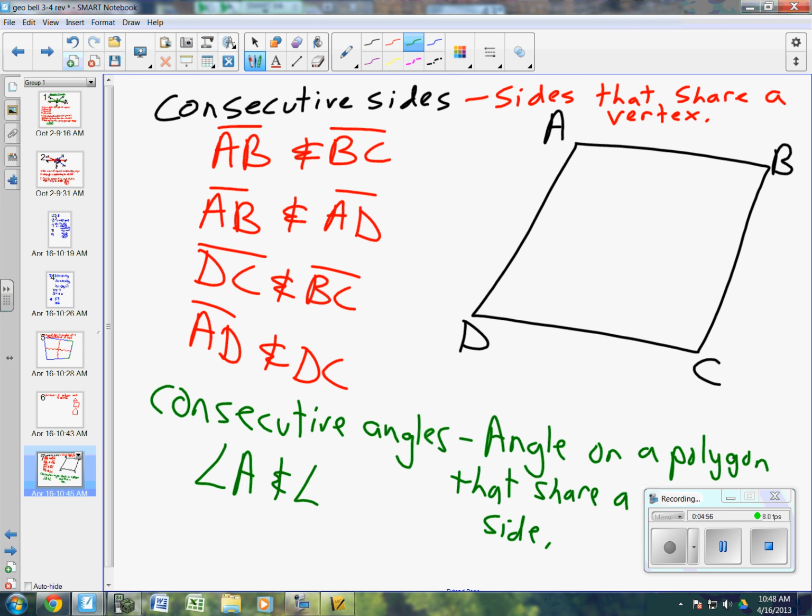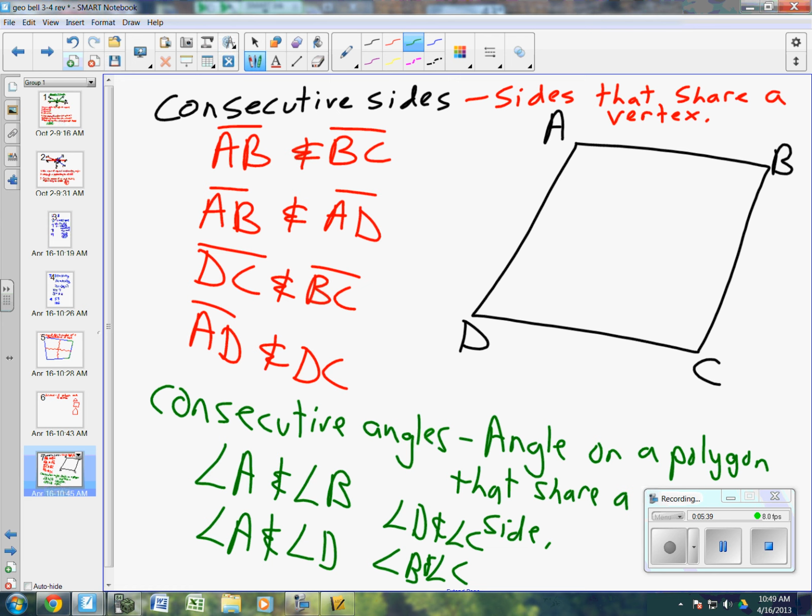Consecutive means next to. So what angle is next to angle A? Angle B. What's another example? Angle A and angle what? Angle D is another example. Okay? What's another example? Angle D and angle C. And what's another example? Angle B and angle C. Okay? Those are what we know as consecutive angles.